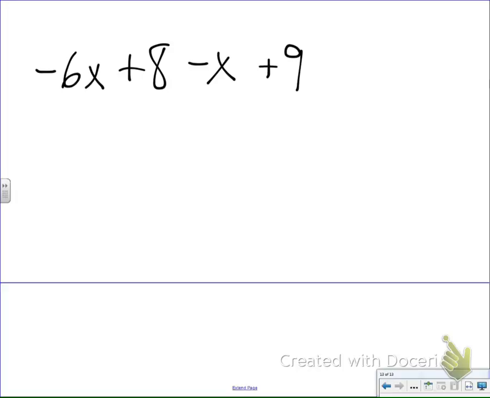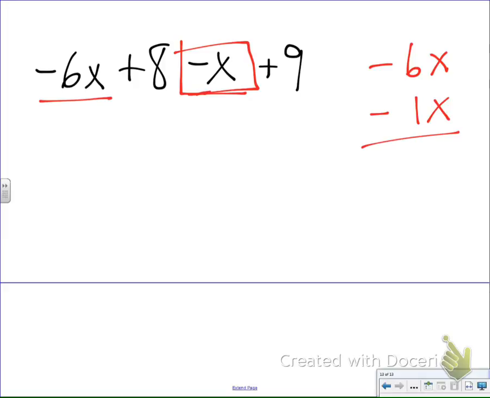First thing we want to look for, what do I have in common? And I'm going to look for my x's. So I have -6x, and I also have a -x. Again, remember, I can put a box around the sign that's in front of it, and that's going to tell me if it's positive or negative. So I'm going to come off to the side, and I have -6x, and I have -1x. Remember, if there's no number right here in front of that x, it's a 1.